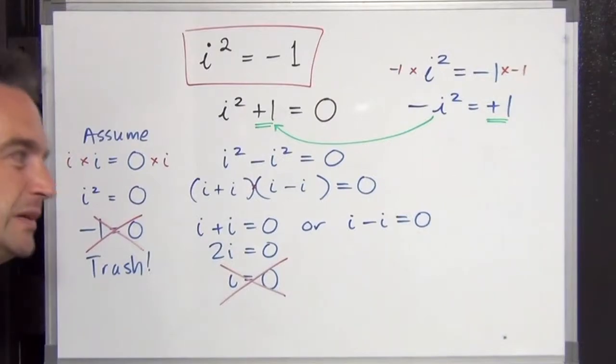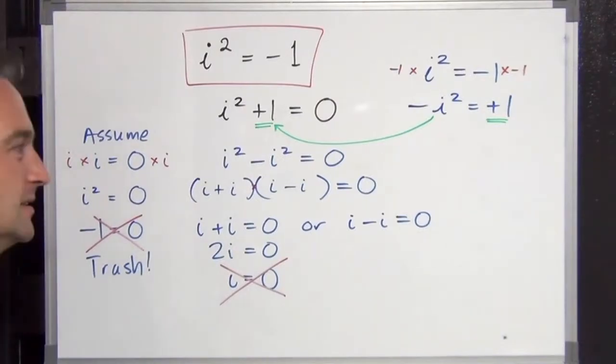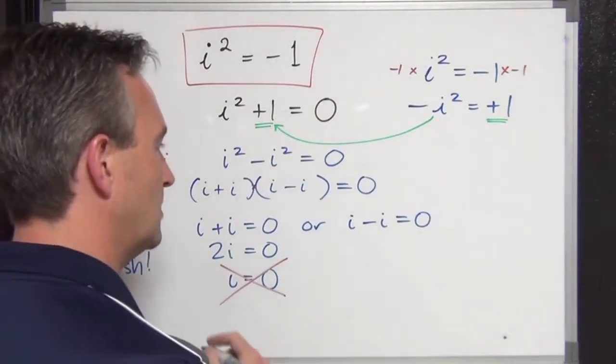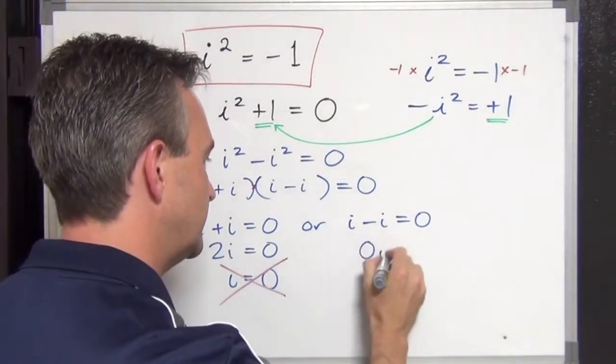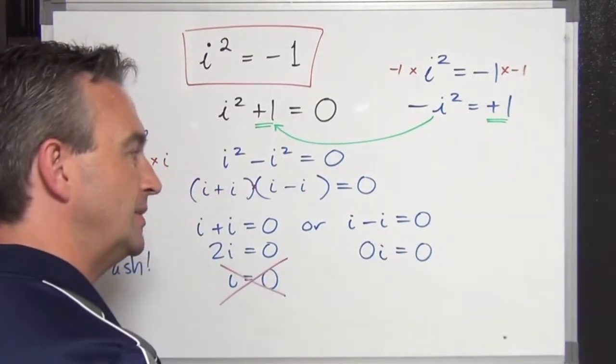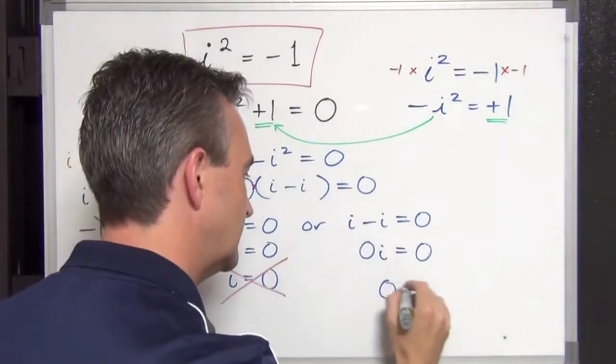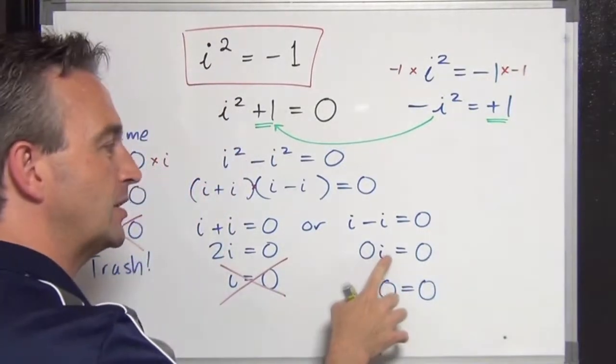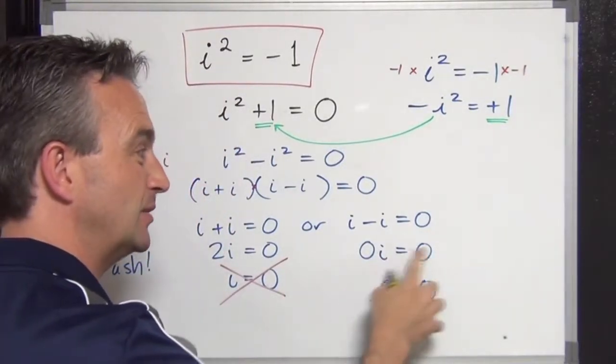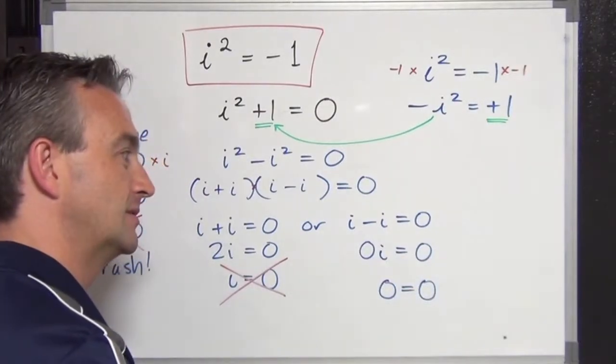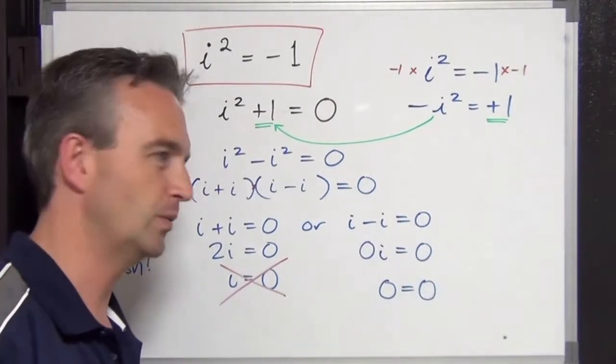I've known i for over 20 years and I just don't know what it is. Okay, we've got one more lead here. i minus i equals 0. i minus i is 0i equals 0, which just gives us the identity 0 equals 0. So 0 times i, whatever it is, equals 0. That doesn't help us. We've reached a dead end. I do not know what i is.